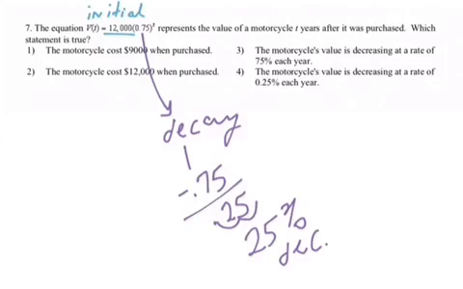So now when you look at your choices, the first one, it costs $9,000 when purchased. No. Choice 2, it costs $12,000 when purchased. That would mean the initial value, which would be correct. Be careful about choice 4, where it's decreasing at 0.25%, because it's actually 25%, not 0.25. So make sure you're careful with that.